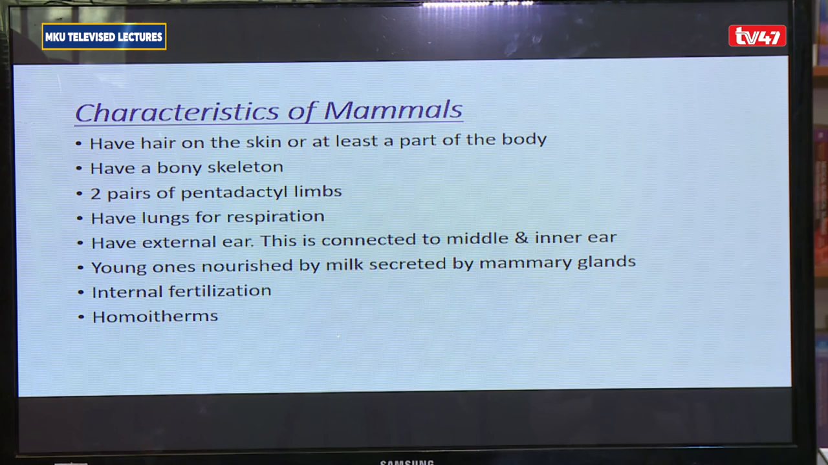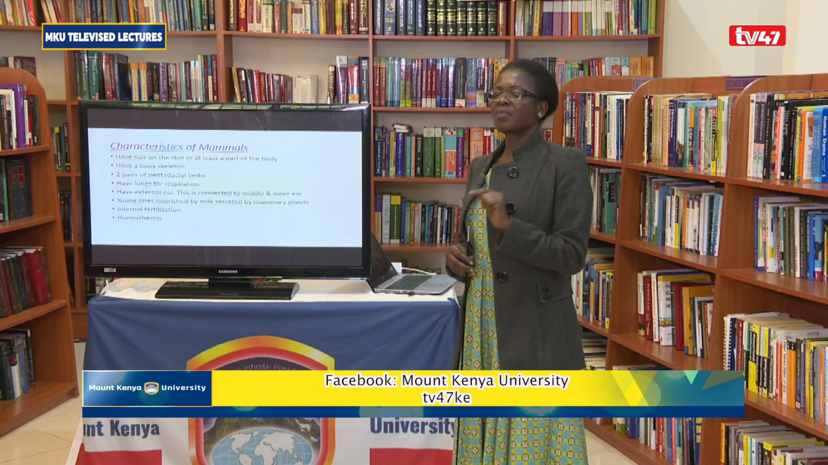We have those mammals that produce milk from the mammary glands that they use to feed their young ones, but they lay eggs. They don't give birth. So those ones, we put them in the subclass Monotremata, meaning egg-laying mammals. They are referred to as the primitive mammals.